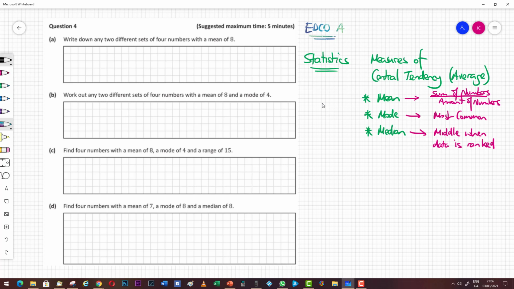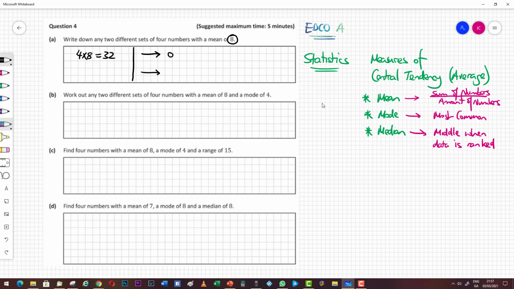So the first question is, write down any 2 different sets of 4 numbers with a mean of 8. So what do we know? We know we have 4 numbers and they have a mean of 8. So if their mean is 8, that means the average is 8 of the 4 numbers. So 4 times 8 is equal to 32. So I just have to write down 2 different sets of 4 numbers that add to 32. Because when I divide 32 by 4, I get 8, which is the mean. So it doesn't matter what you do.